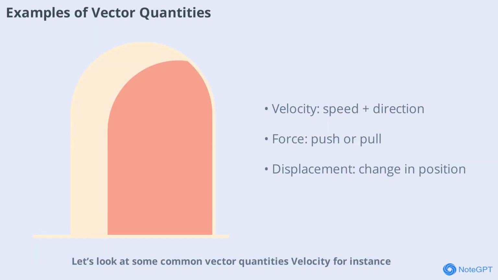Velocity, for instance, tells you not just how fast something is moving, but also in which direction. If a runner is sprinting east at 8 meters per second, that's a vector. Force is another example. When you push a box, the force you apply is both a strength and a direction. Acceleration, displacement, and momentum are also vectors. These quantities are essential in understanding motion, engineering, and many scientific applications.